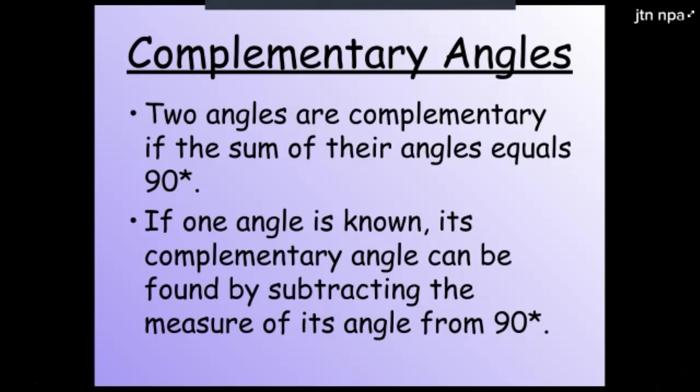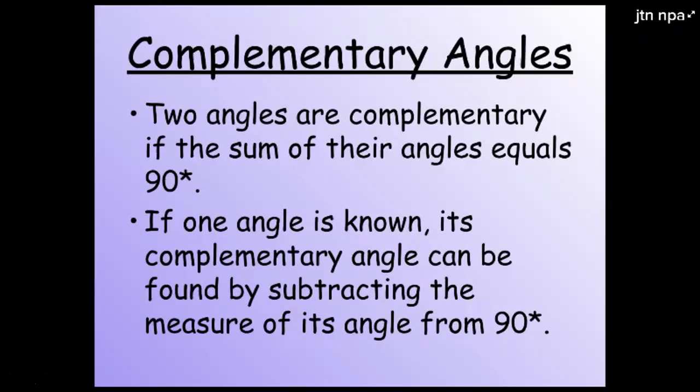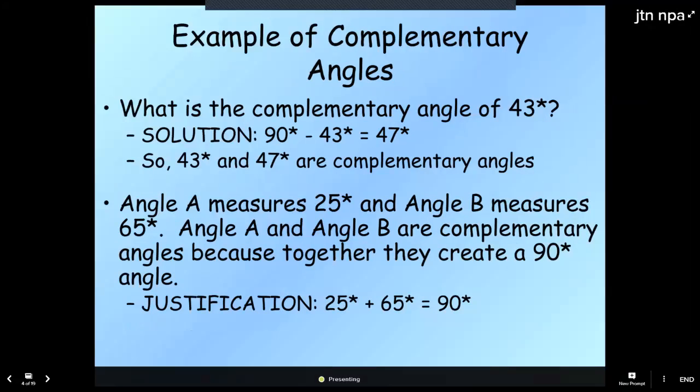So two angles are complementary if the sum of their angles equals 90 degrees. If one angle is known, its complementary angle can be found by subtracting the measure of its angle from 90 degrees. So there's a lot of words in there. It's a little complicated, so let's look at an example. What is the complementary angle of 43 degrees?